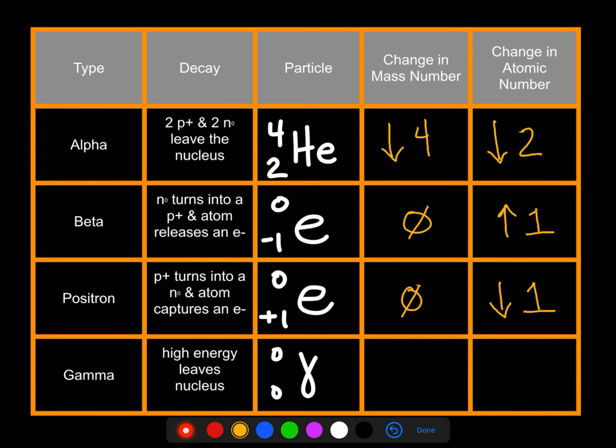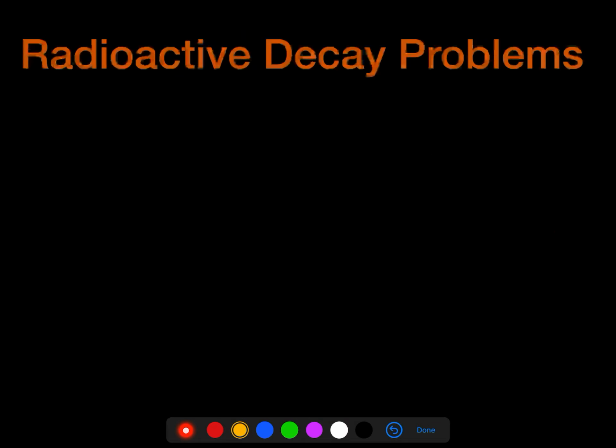Finally, the last thing is gamma. You've probably heard of gamma rays before. They're just really high energy, and they really accompany whenever we have broken that strong nuclear force, that gamma energy or radiation is going to be released. And so they don't impact the mass and they don't impact the atomic number, but they tend to coincide with the other types of radioactive decay.